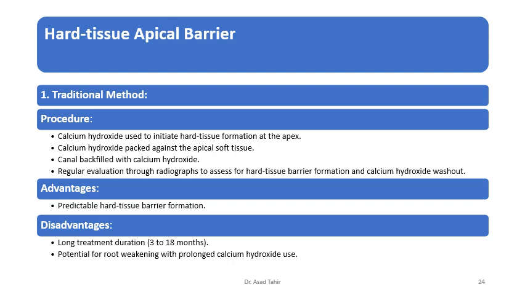Advantages: predictable hard tissue barrier formation. Disadvantages: long treatment duration, 3 to 18 months. Potential for root weakening with prolonged calcium hydroxide use.